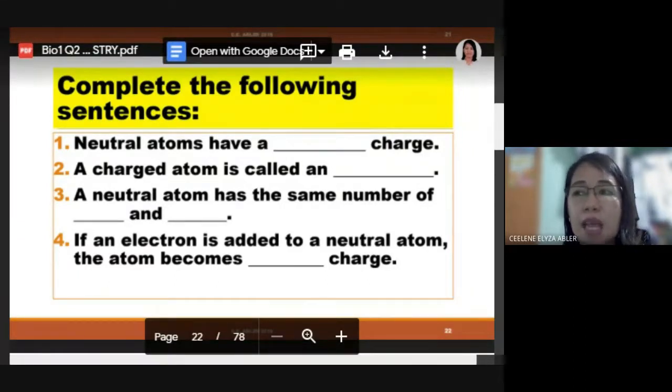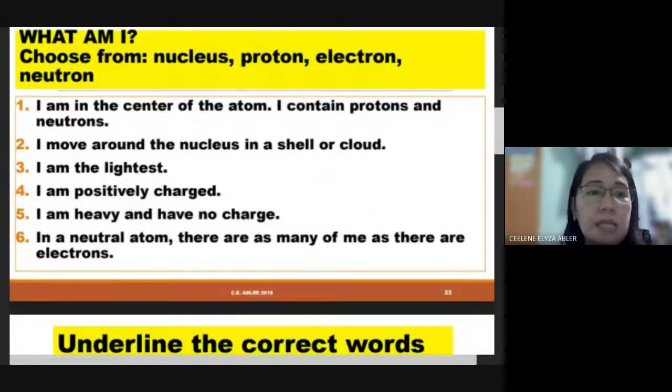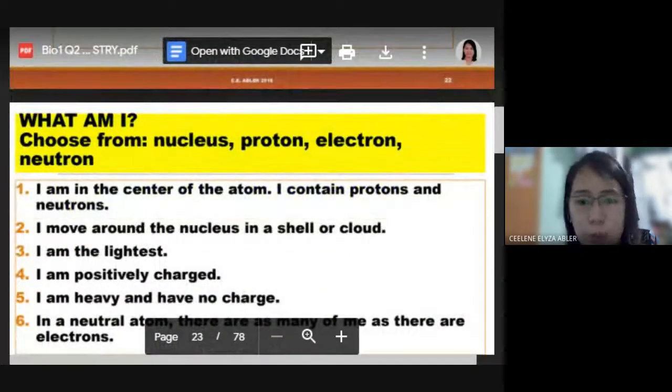Kasi most of the time, we will be mentioning electrons na terms throughout our lesson for quarter 2. Okay, so tandaan natin yung number 4, which is if an electron is added to a neutral atom, the atom becomes more negative, or it has a negative charge. So yun ang sagot for number 4. Right. So let's just review these questions.